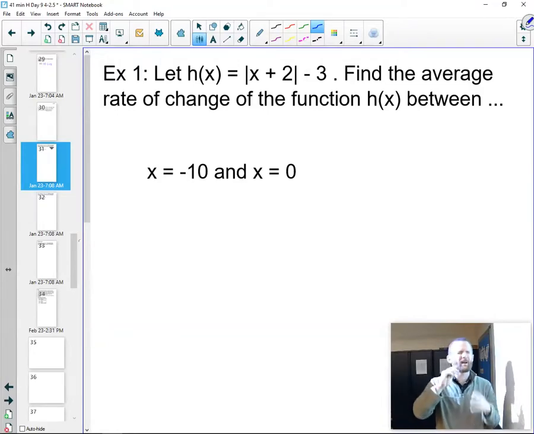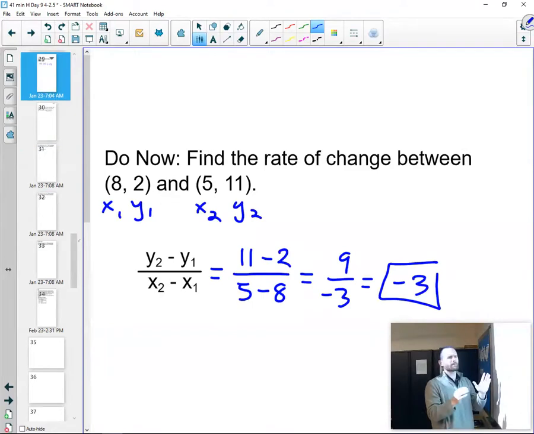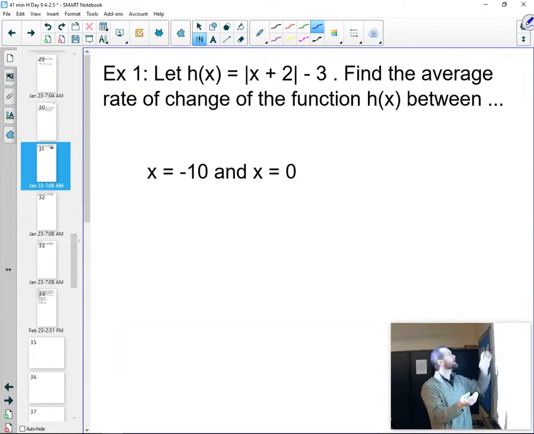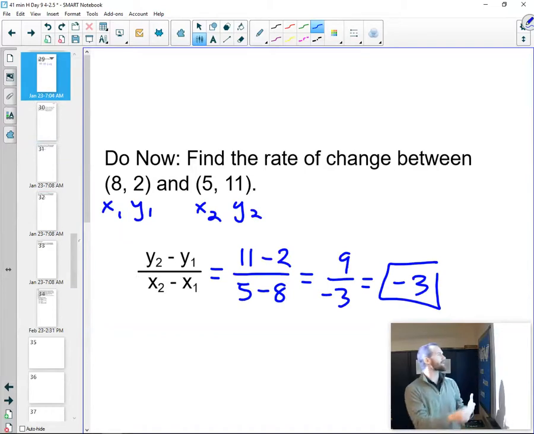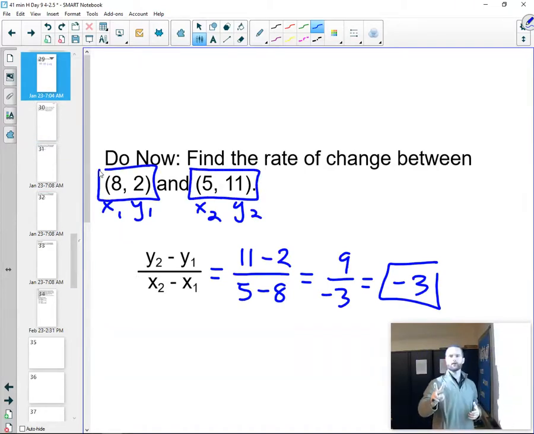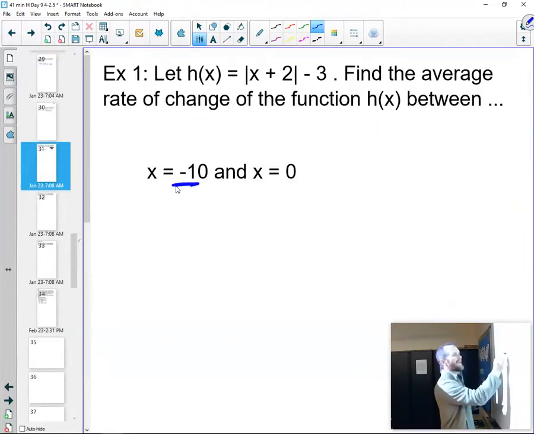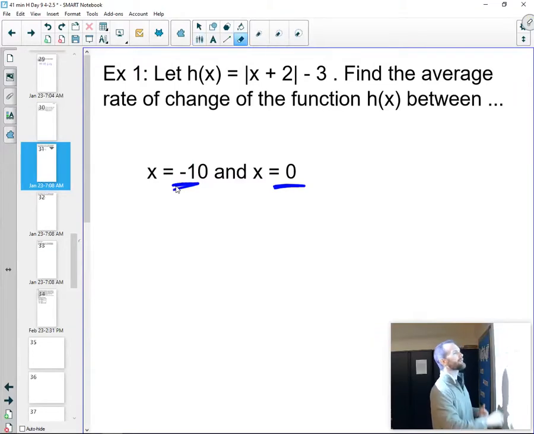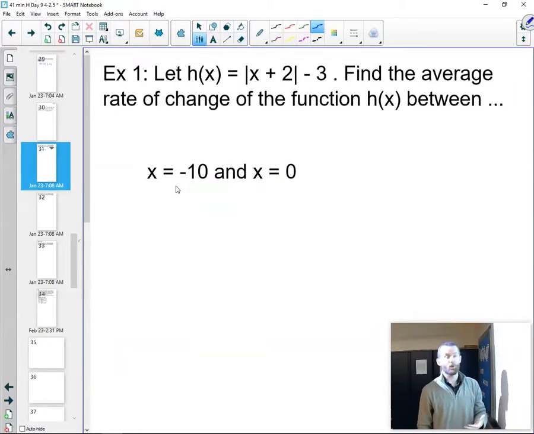So let's talk about, okay, what made the warm-up so simple? Or at least simple compared to this one. What made the warm-up a little easier is that they gave us 2 ordered pairs. They gave us the starting point and the ending point. Here they're giving us the starting x and the ending x, but we don't have the complete points. But if we were able to find the 2 points, then this would be just as simple as the warm-up.